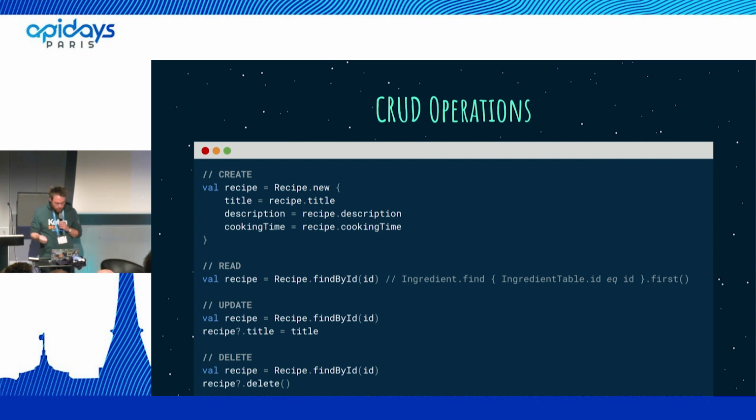or fetch a recipe thanks to its ID, or update a recipe. Like, if I want to update the title, I'm fetching the recipe and fetching also the title to update it. And it's very easy also to delete an entry with the delete function.